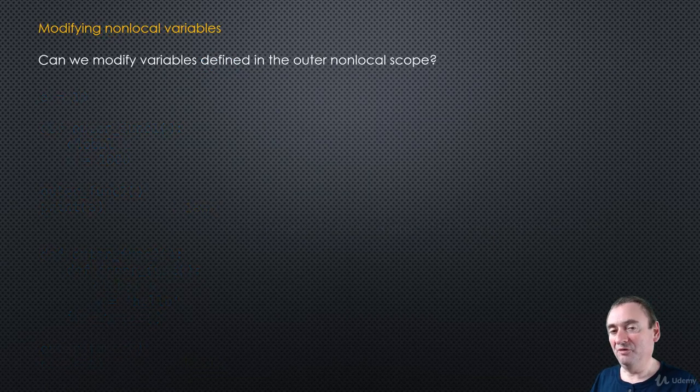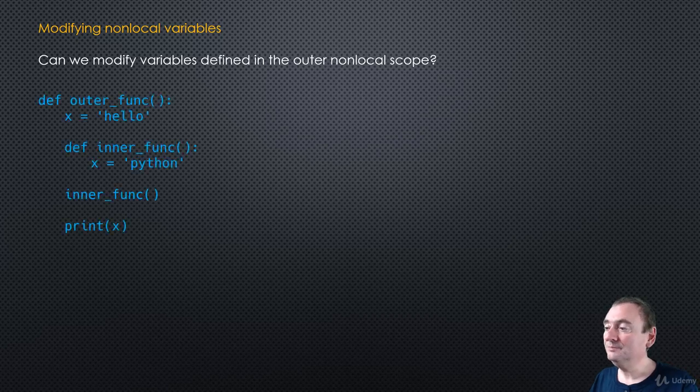Okay, so what about modifying non-local variables? So in other words, variables that are not global, but that are not local either, like we saw with those nested functions. So let's say we do the following code first. So we have our outer function, and x is equal to hello. What does that mean? Well, that means that x is a local variable to out-of-func, okay? And then inner-func, x equals Python. Well, Python sees this and says it's an assignment.